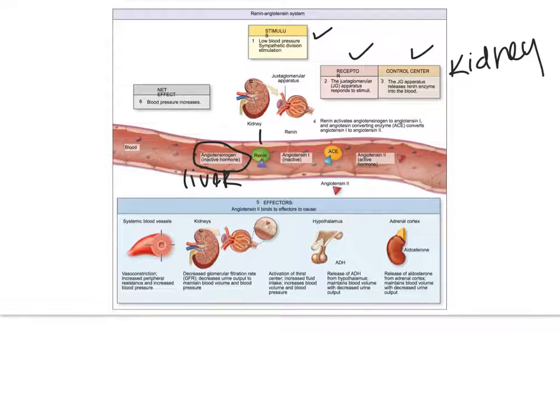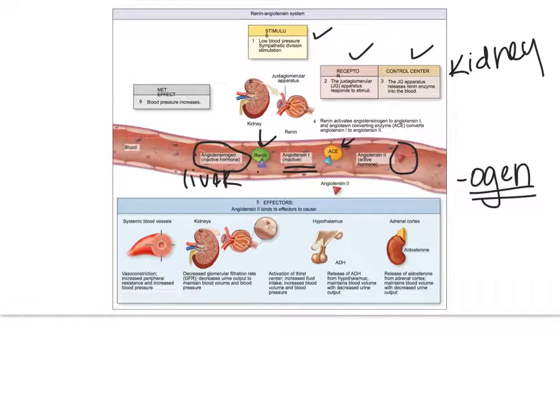Okay, so renin is going to come in and activate angiotensinogen, and make it angiotensin 1. Now remember, any protein with the O-gen at the end is inactive, so we have to modify it somehow. Renin's what activates it. So we get angiotensin 1, which is not totally active yet. It's like a halfway point. Then angiotensin 1 is activated by ACE, which comes from the lungs. It turns into angiotensin 2, which is our active hormone.